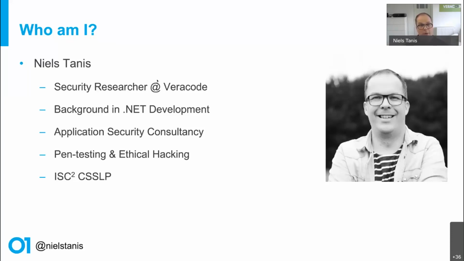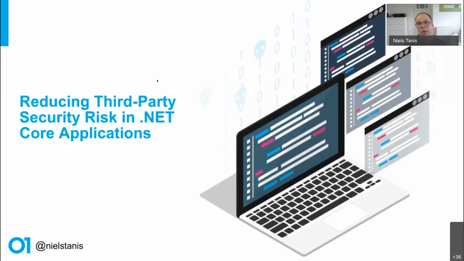So if you want to talk about Veracode, come see me afterwards or drop a message on Slack. Because today we're not going to talk about vendor things, we're going to talk about third-party risks and the way that we can reduce that risk in our .NET Core applications.